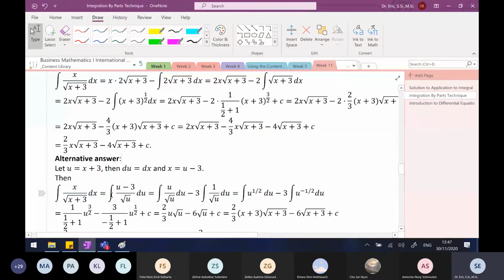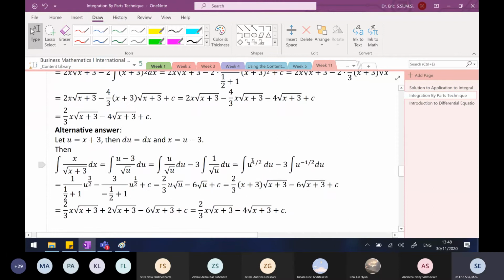Tidy it up. Integral of u divided by the square root of u, du, minus 3 times 1 over the square root of u, du. Okay, and u divided by the square root of u is u to the power of 1 divided by u to the power of a half, which gives you u to the power of a half. 1 minus a half is a half. What about this one? This is u to the power of a half, so 1 over this is u to the power of minus a half. So you have this one, and you can use this.